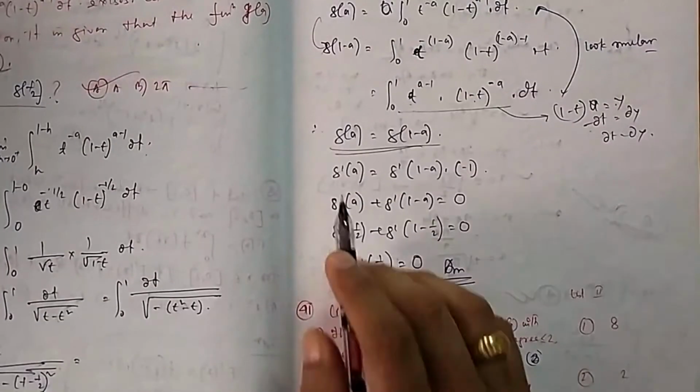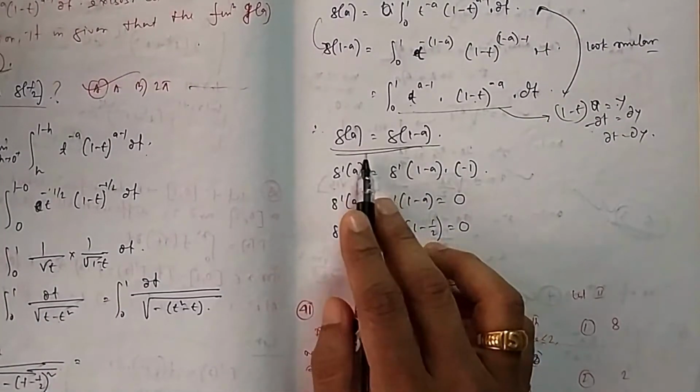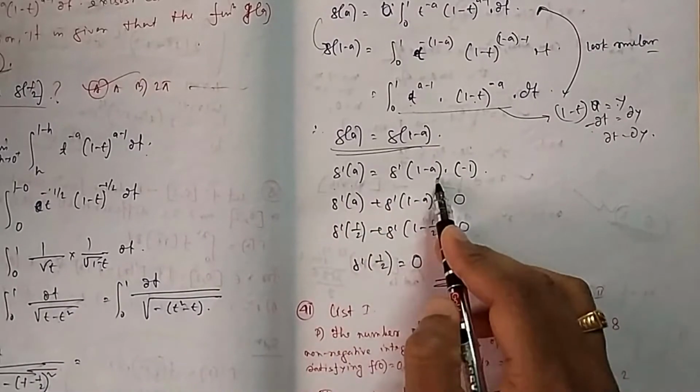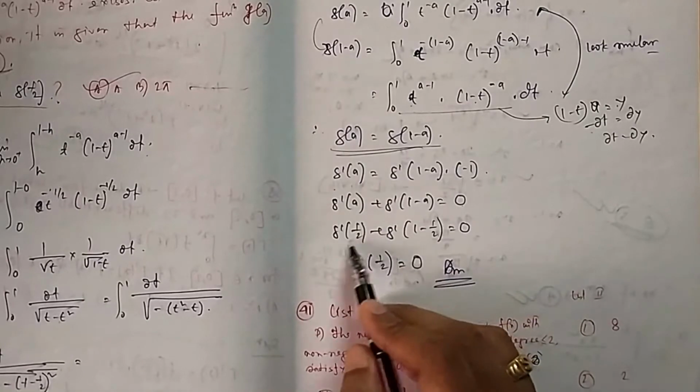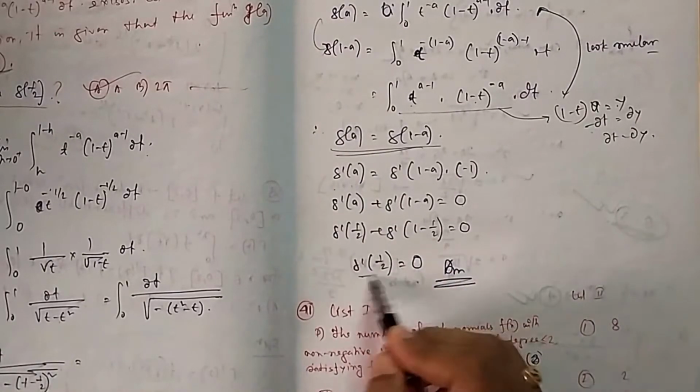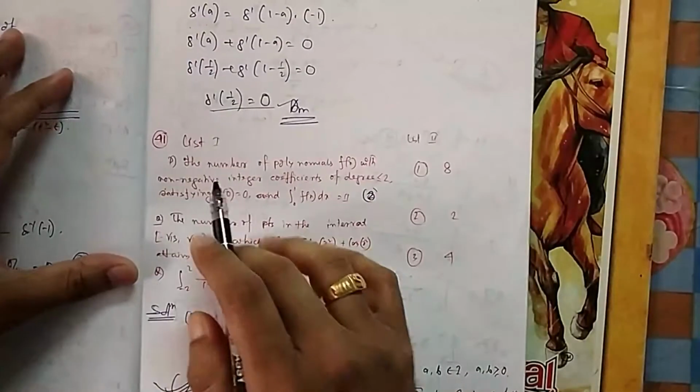Now you differentiate this one, and you get some idea of g. Now you can differentiate any expression of g. So g dash a, this one into minus a, so this equals this. And now if you put half, it will be 2g dash half equal to 0, or g dash half equal to 0. Question number 41 is matching.